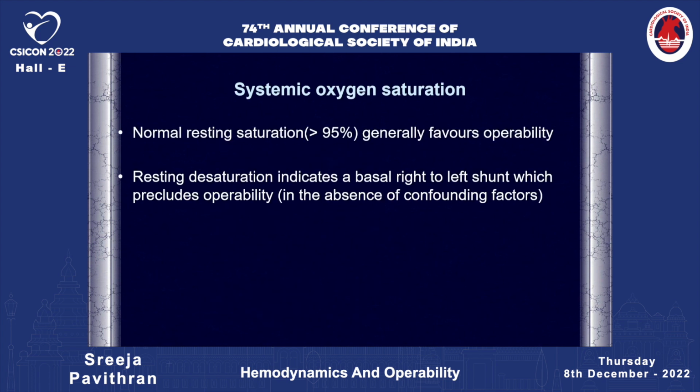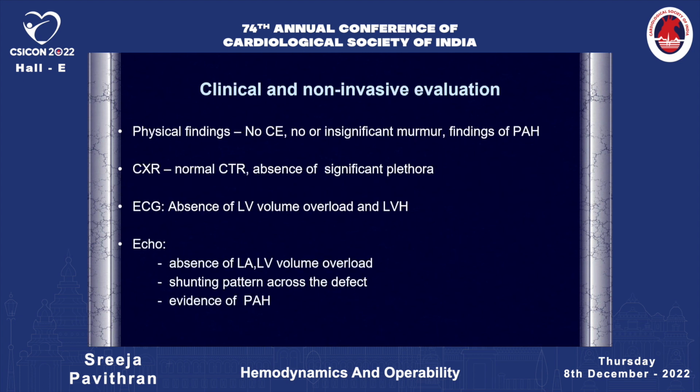So oxygen saturation, when we look, normal saturation generally favors operability, but not always. It can be a child with a normal saturation, but still will have very high pulmonary vascular resistance and pressures. But resting desaturation generally indicates a basal right to left shunt, which usually precludes operability.